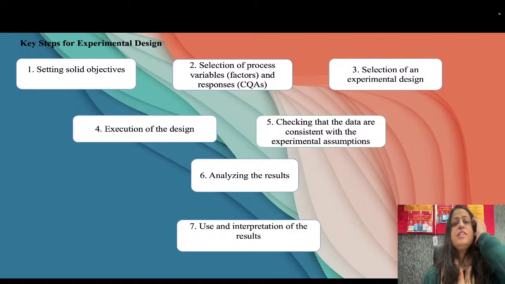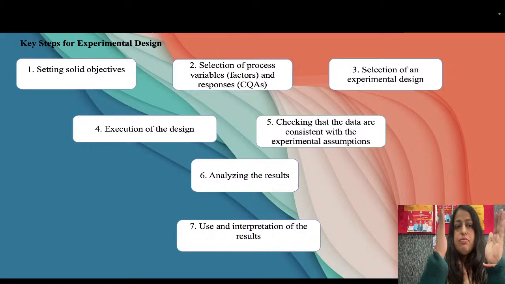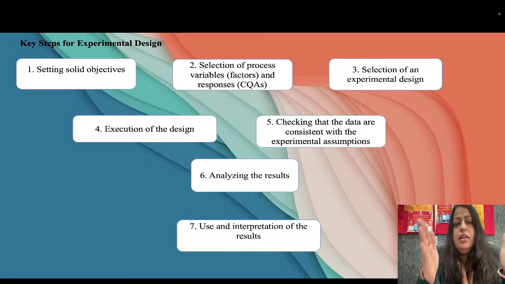Okay. Then the next step is execution of the design. Now I have selected my independent parameters, I have chosen the dependent parameters, and I have selected the design. Then I will design the number of trials, and then check that the data are consistent with the experimental assumptions.